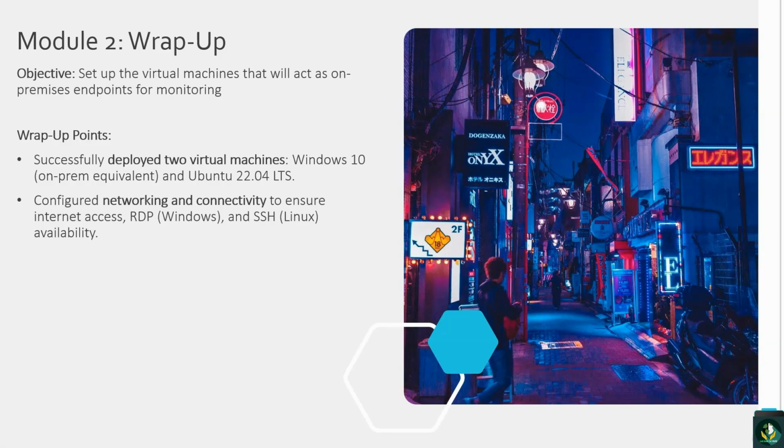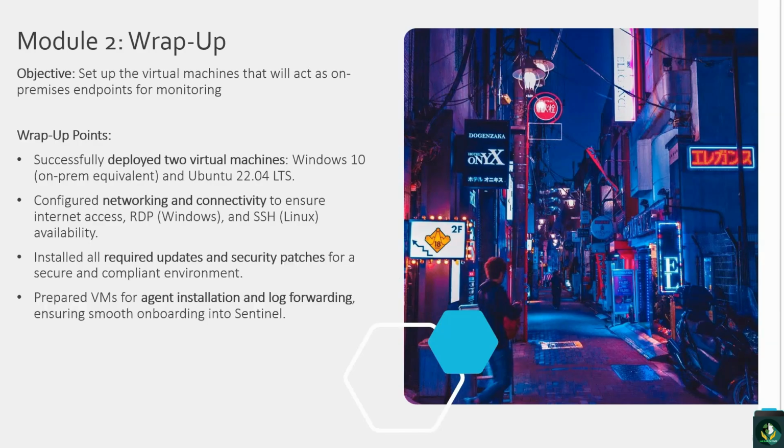Next, we configure networking and connectivity. For Windows, RDP access was enabled, and for Ubuntu, SSH connectivity was set up. This ensures that both virtual machines can communicate with your services and are ready for agent installation. We also installed all required updates and security patches, which is critical for security, compatibility, and ensuring accurate log collection.